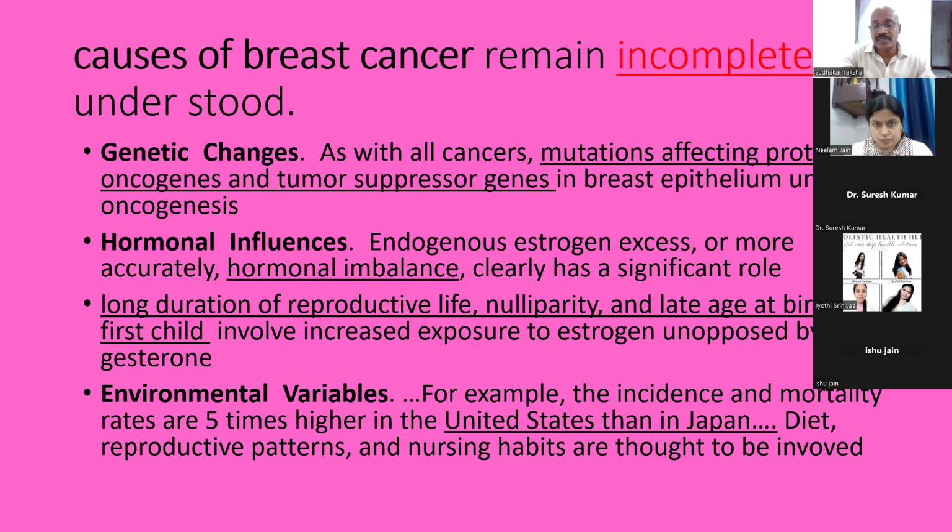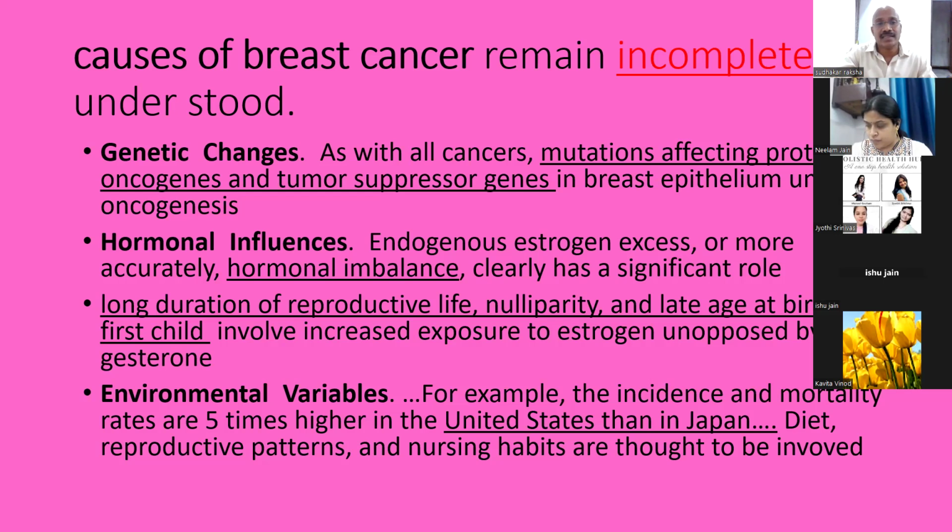Apoptosis genes. Apoptosis means programmed cell death. When there is a mutation in the apoptosis genes also, there is no cell death and there is a formation of a tumor. So mutation in any of the genes, the oncogenes, tumor suppressor genes, or any of the genes. The most common cause of breast carcinoma is mutation in BRCA1 and BRCA2. These are the tumor suppressor genes.